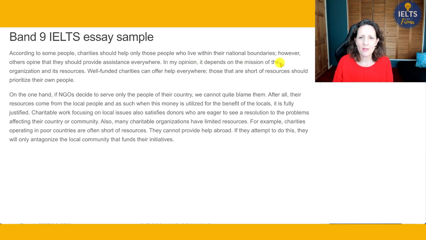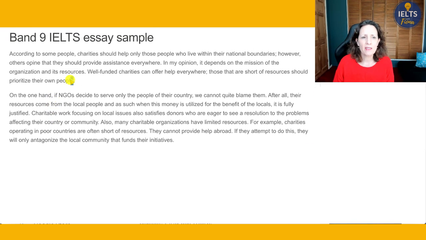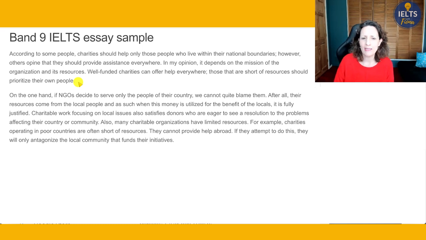In my opinion, it depends on the mission of the organisation and its resources. Okay, well-funded charities can or should. Is this your opinion or a fact? That needs to be clear. Those that are short of resources should, here's your opinion, prioritise their own people. Okay, now, this certainly gets better. I won't go through it now, but it does get closer to a band 9. But I think there's enough there to bring it down to a band 8.